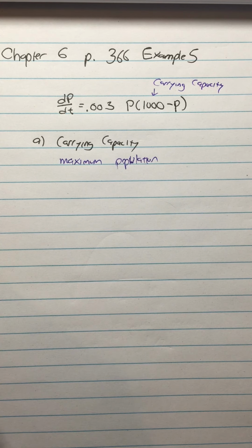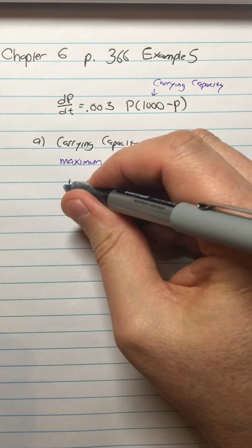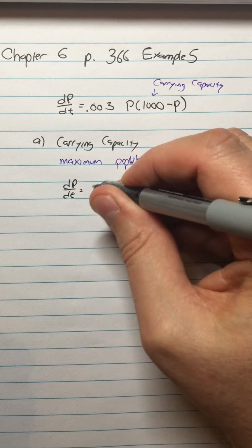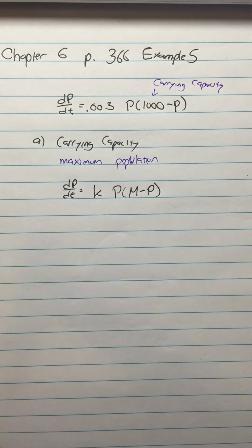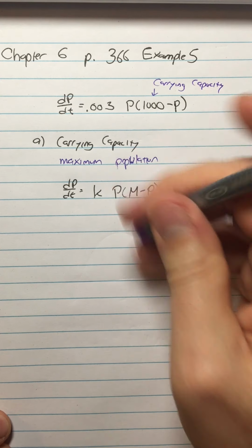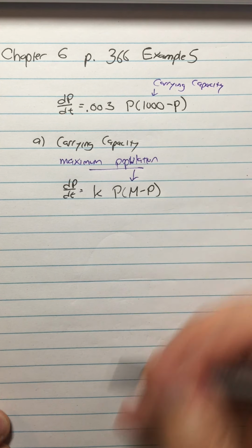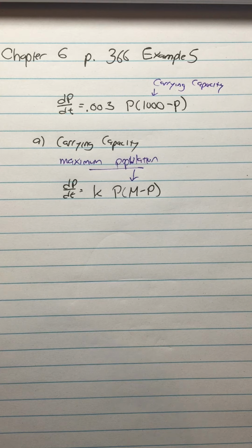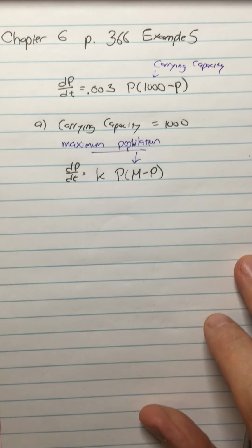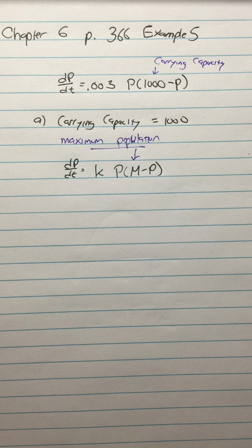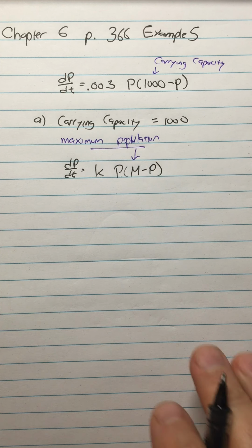So in our standard equation, dP/dt equals kP(M minus P). That's just our standard equation. And so the carrying capacity is the M. That's all. So we're going to say that the carrying capacity is 1,000.